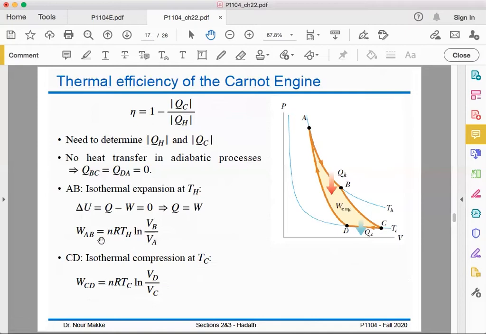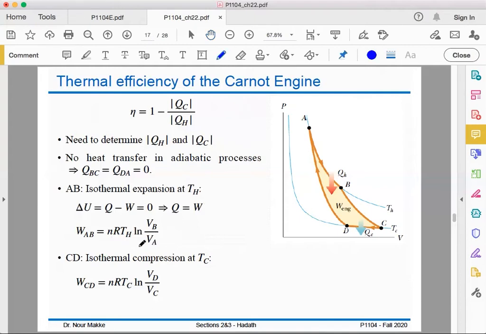So now we know what QAB is and we know what QCD is. Practically, these are WAB and WCD. But we need to determine QH and QC. We have to determine which of these Q's is QH and which is QC. How can we distinguish between the two? We know that QH is positive because it's added to the system, and QC is negative because it's provided or expelled by the system. So let's examine these two.